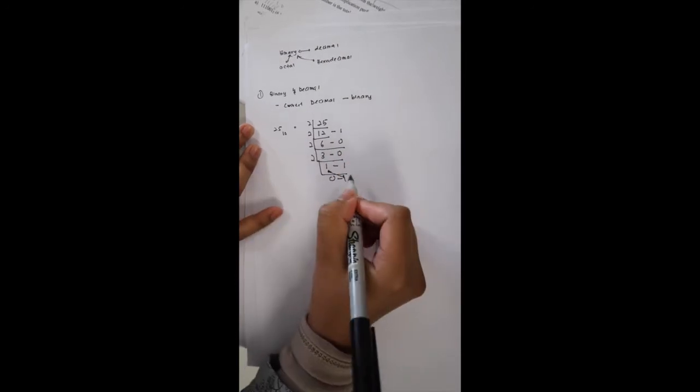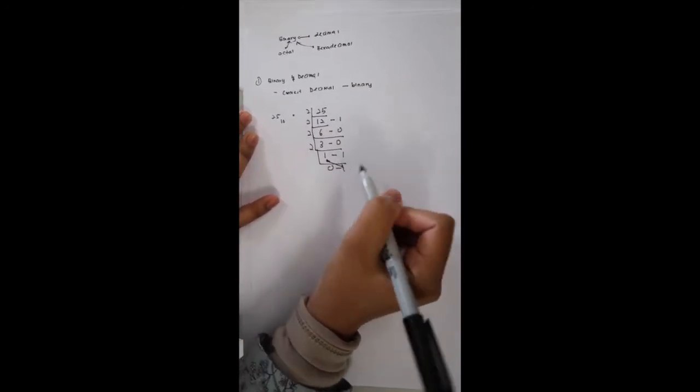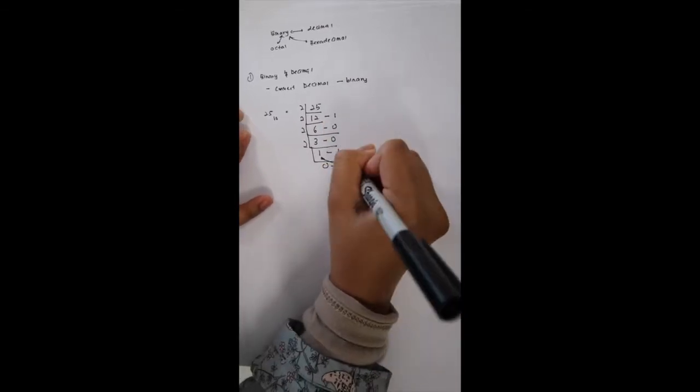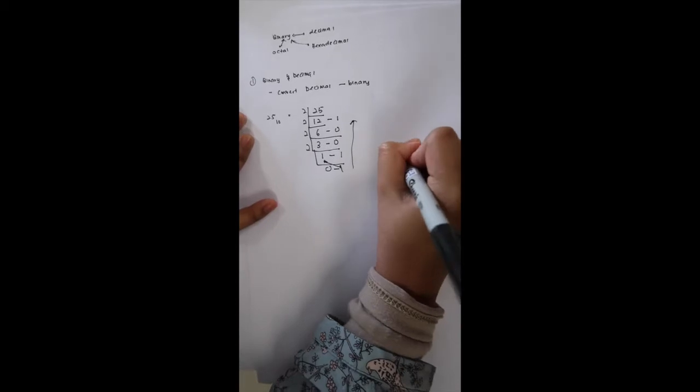So the answer will be correct when we get this one and this one. So the answer is from bottom to top. So the answer is 110012.